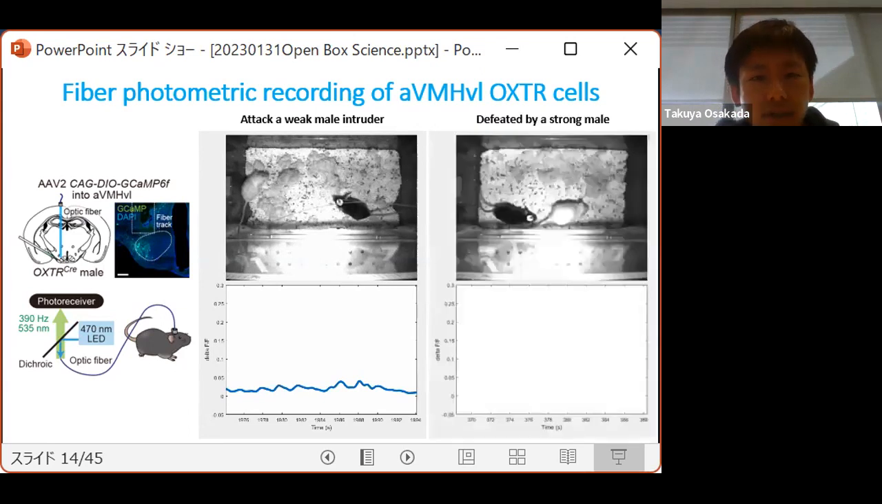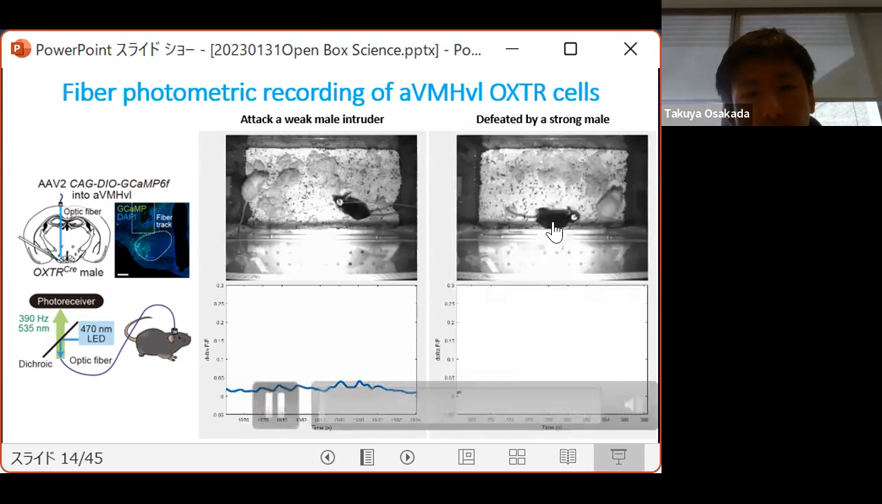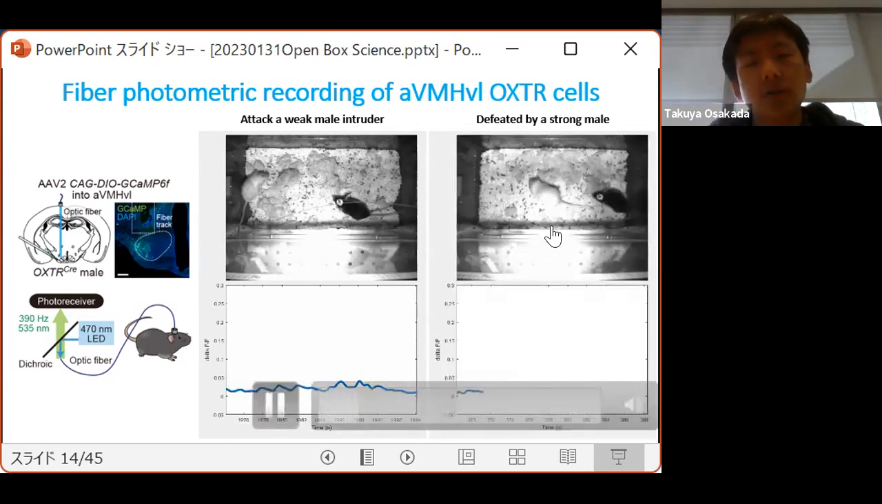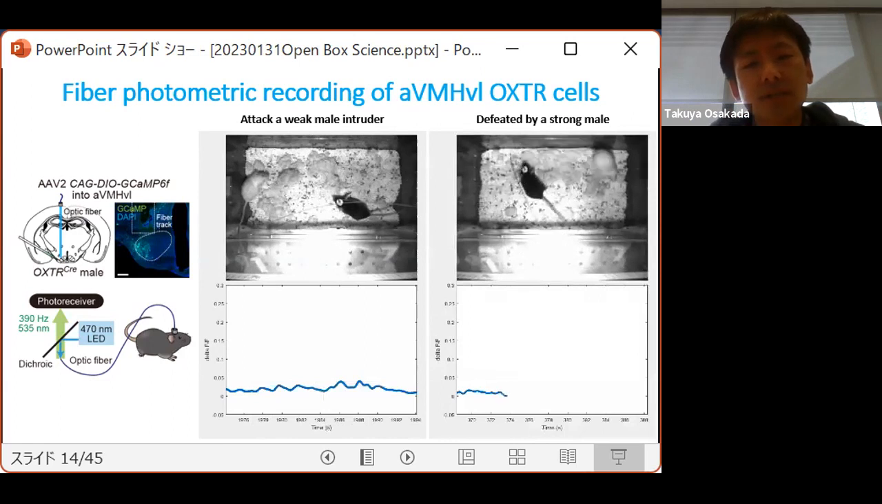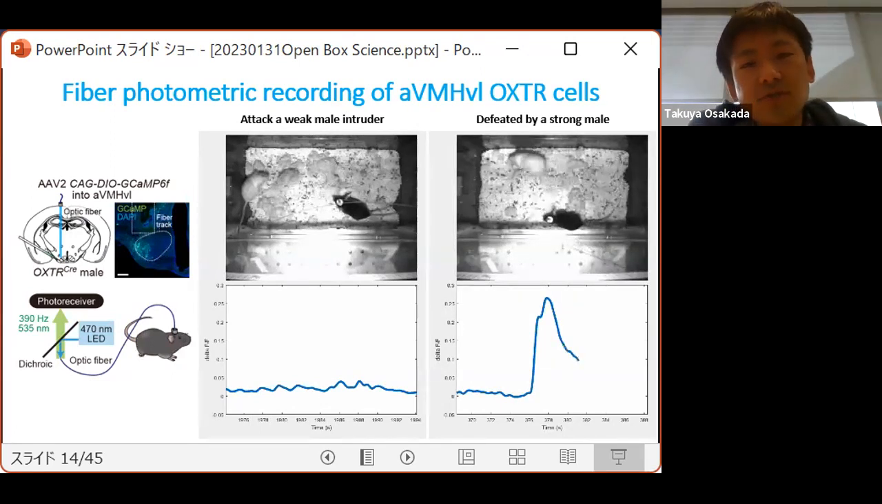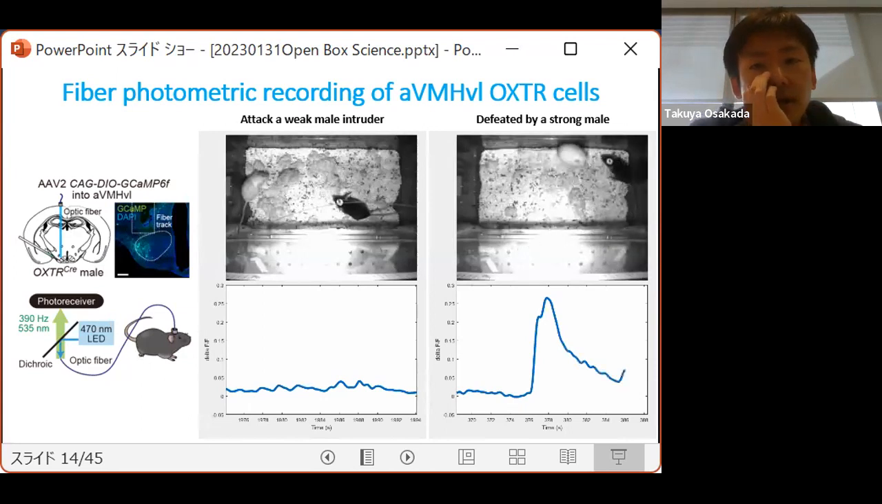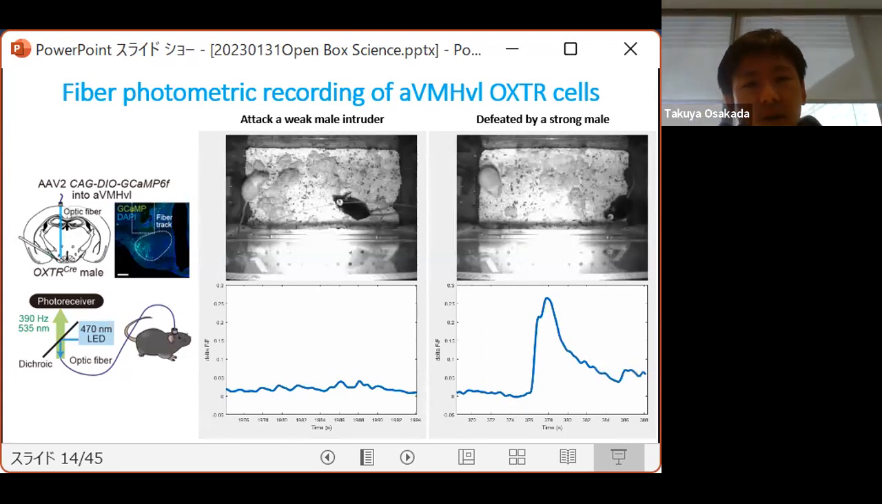Let's show the next video. The next video is with a white but stronger aggressor, the Swiss strain. This is his home cage. Initially, the black test mouse approaches the white mouse, but the white SW strain is quite strong. There were events of being bitten, and as you can see, there is strong neural activation when he was bitten.